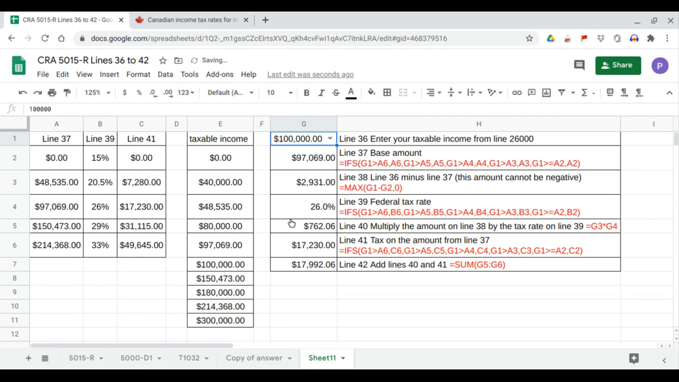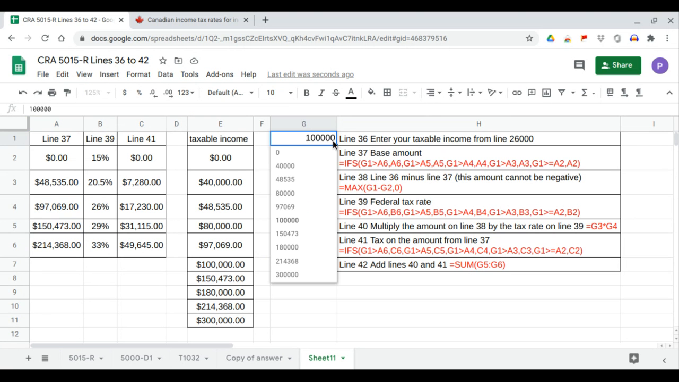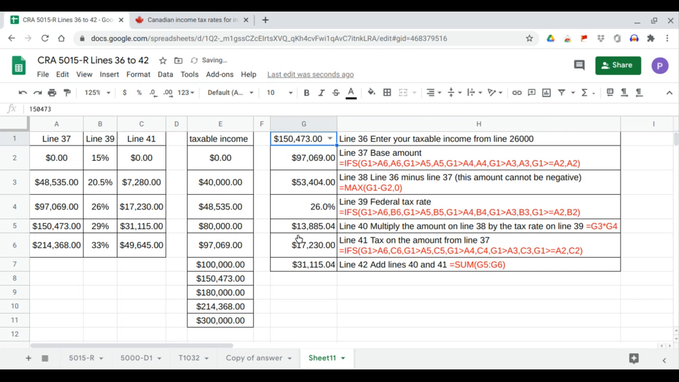If it is 100,000, which is already within this range, so the base amount will be 97,069. The federal tax rate will be 26%, and the tax on the amount is 17,230 because it is within this range. If it is equal to 150,473, it's still within this range. So the base amount is still 97,069, and the federal tax rate is 26%, and the tax on the amount is still 17,230.